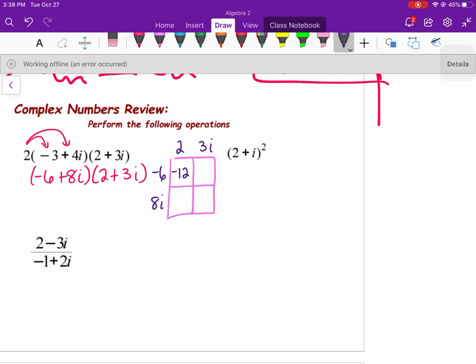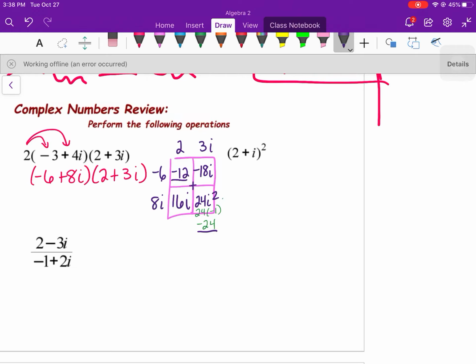So -6 times -2 is 12. -6 times 3i is -18i. 2 times 8i is 16i. And 8i times 3i is 24i squared. And then we have to remember that i squared equals -1. So right here we have 24 times -1, which is really going to be a -24. So then we can combine our like terms. We have a 12 and a -24 that are alike.